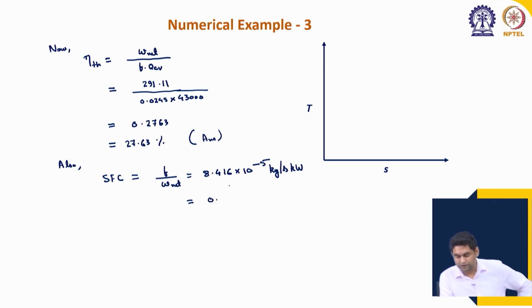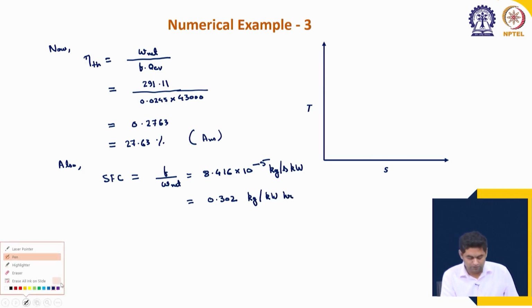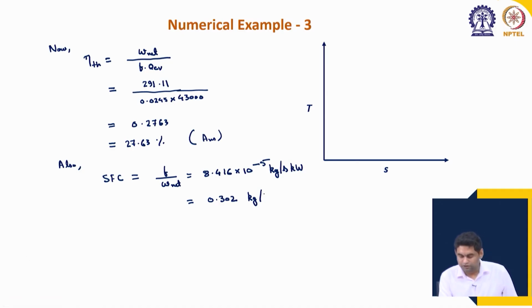by multiplying by 3600, this comes out to be equal to 0.302 kg per kilowatt hour, or kg per hour per kilowatt, which is a better way to write. So, the fuel required is 0.302 kg per hour for each kilowatt of power that is generated. So, this is how we solve a design problem like this.